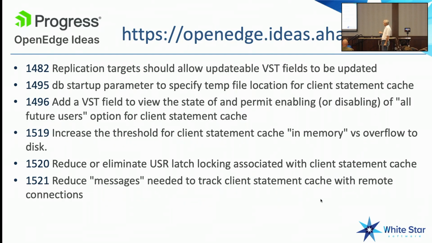So here are some enhancement requests. If you go to openedge.ideas.aha.io, we've got two, four, six things that you could vote for that would make the client statement cache better. Including things like, hey, shouldn't we be able to update the replication targets? Wouldn't that be nice? Having some DB startup parameters, adding a VST field to enable all, or at least see what the status is of whether all future clients are going to have CSC on.